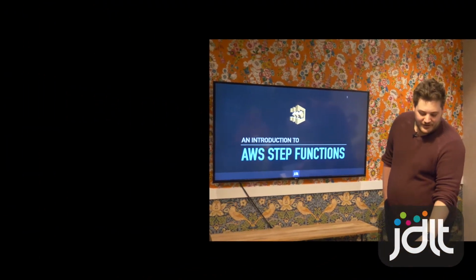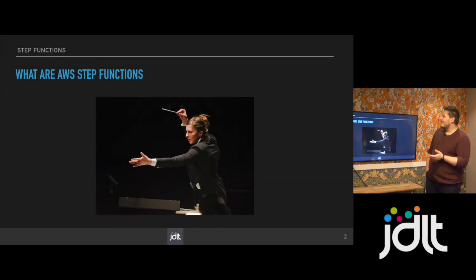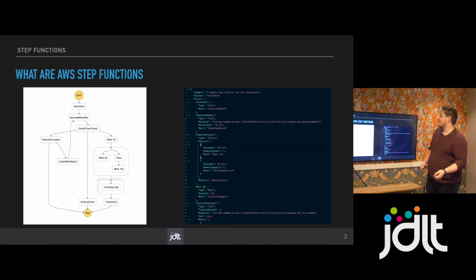So AWS Step Functions, basically, you can think of as the conductor for various AWS services. They basically let you implement pretty much every AWS service, whether it's Lambda, SNS, SQS queues, S3, and build pretty complex flows out of them. The way it actually looks is a bit more complicated.